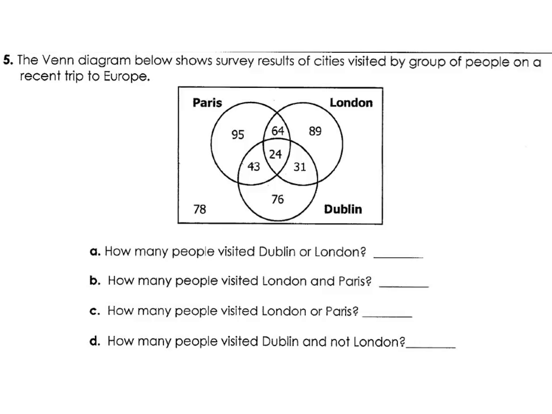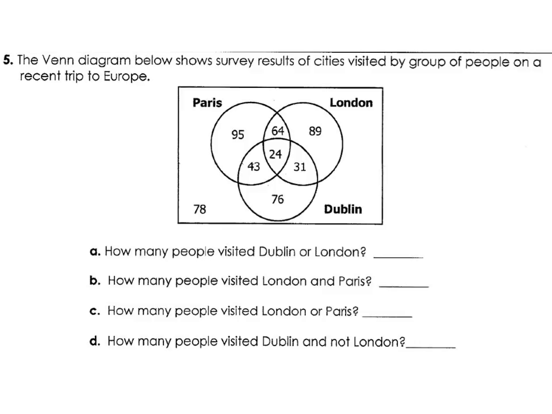All right, so our final example is number 5, and this Venn diagram looks a little bit different than what we've seen before because we have 3 overlapping circles. I want to do this one with you because it's a little different. This Venn diagram below shows the results of a survey when a group of people were asked, where did you visit on your most recent trip to Europe? Did you go to Paris, London, or Dublin? Or did you go to neither? Or did you go to 2 of them? Or did you go to all 3 of them? All right, so let's try to interpret this Venn diagram and answer the following questions.